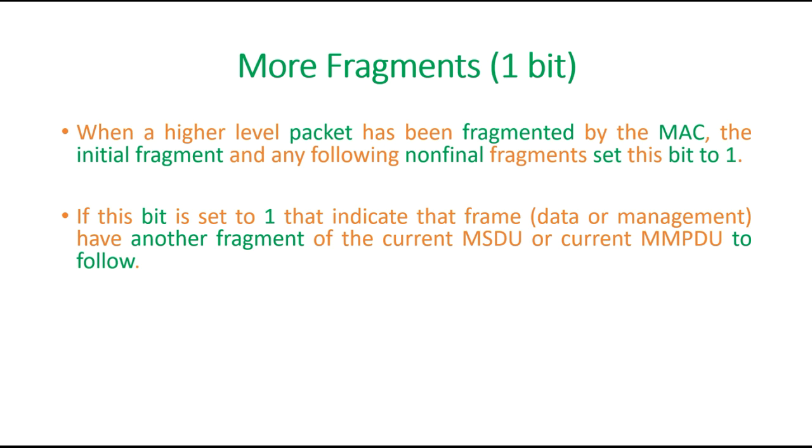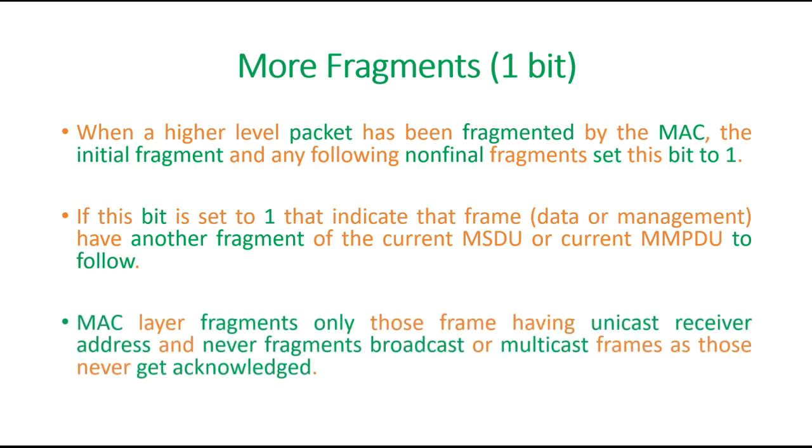If in the first frame the more fragment bit is set to 1, it means there is a second frame. And in the second frame, if it is also set to 1, it means there is a third frame to follow. It's like that. When it is set to 0, there is no other frame following. So the MAC layer fragments only those frames having a unicast receiver address. It's never going to fragment broadcast or multicast frames, because these kinds of frames are not going to be acknowledged.